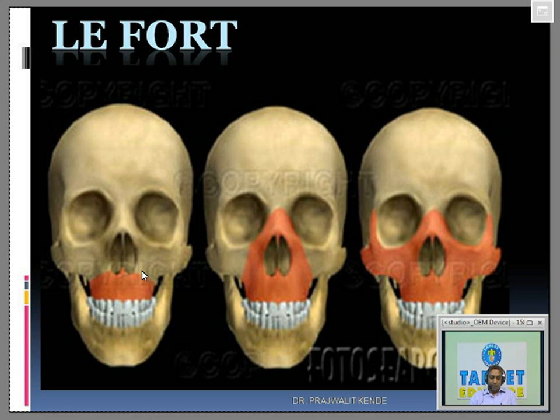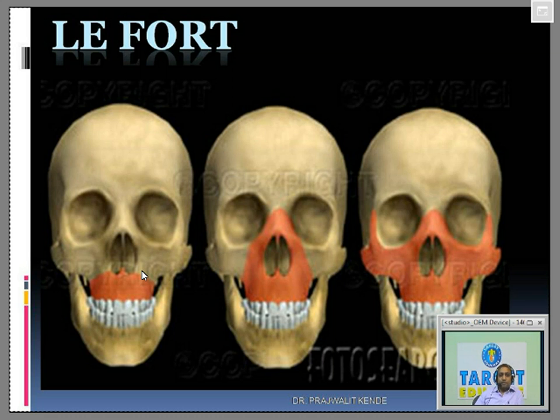There was one person called René Le Fort in 1901. He was a French anatomist. What he did was, from a certain distance he threw some skulls, maybe 5,000 skulls, and then he found three typical fracture lines which occur in the middle third area, and he named them Le Fort 1 fracture, Le Fort 2 fracture, and Le Fort 3 fracture.